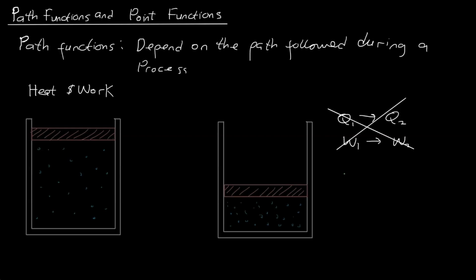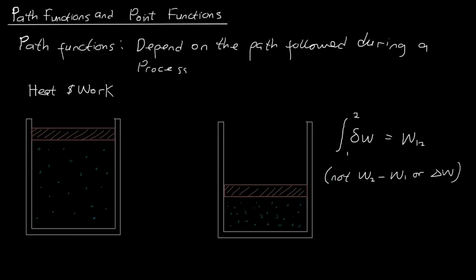So instead, we say a certain amount of heat, Q12, was removed from the system in the process from state 1 to state 2. Or we say, for the second case, a certain amount of work, W12, was added to the system from state 1 to state 2. Path functions have inexact differentials designated by the symbol delta. So we use delta Q or delta W instead of dQ or dW. And the total work done during process 1 to 2, for example, is the integral of delta W from state 1 to state 2, which gives us W12, not W2 minus W1 or delta W.